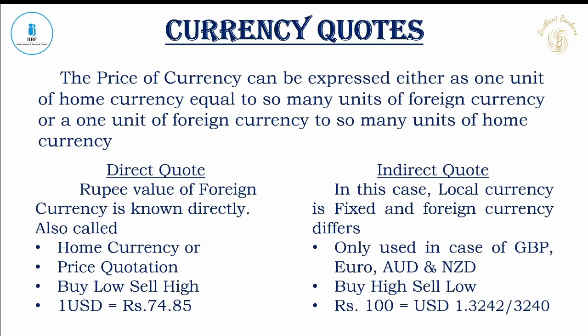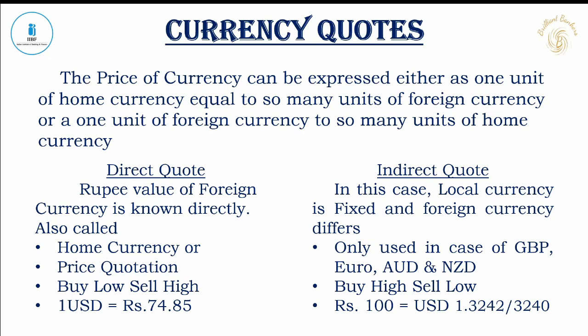So what are currency codes? The price of a currency can be expressed either as 1 unit of home currency equal to so many units of the foreign currency, or 1 unit of the foreign currency equal to so many units of home currency. As we mentioned, $1 is equal to rupees 74.85. This is what we call a direct quote.